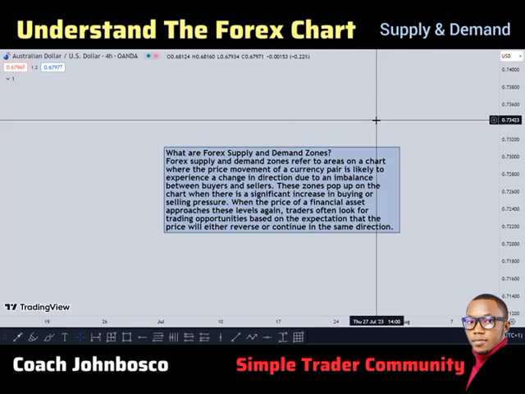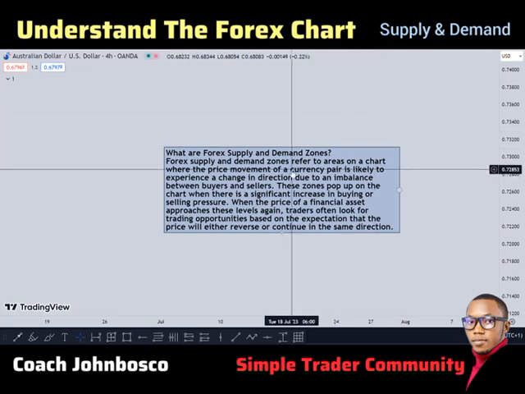Forex supply and demand zones refer to areas on the chart where the price movement of a currency pair is likely to experience a change in direction due to an imbalance between buyers and sellers. These zones pop up on the chart when there is a significant increase in buying or selling pressure. When the price of a financial asset approaches this level again, traders can often look for trading opportunities based on the expectation that the price will either reverse or continue in the same direction. Now, this is just what supply and demand means in trading.